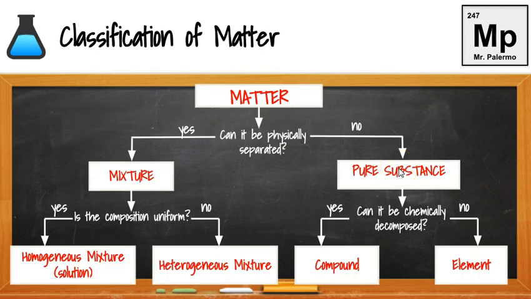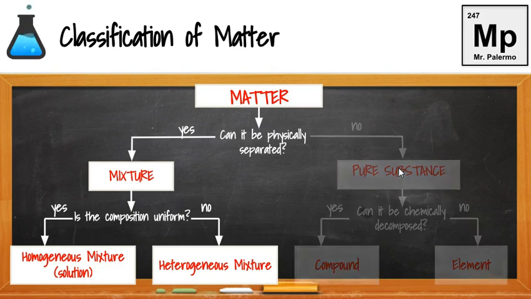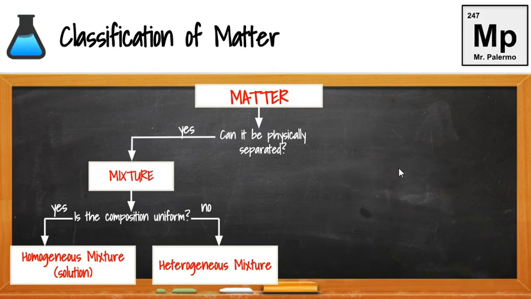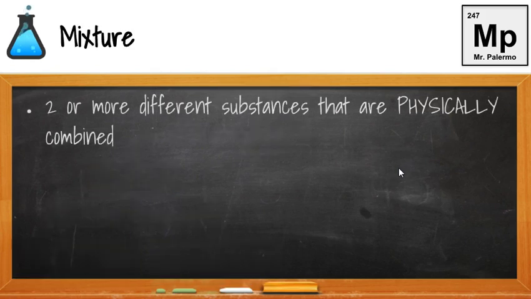Now let's go back to our classification of matter. We already covered the pure substances, the elements, and the compounds. So now we're going to focus on mixtures, things that can be physically separated. A mixture, unlike a compound, is two or more different substances that are physically combined, meaning they're not chemically connected. They're just in the same space at the same time. Like your groups in class are a mixture of people. You're not chemically connected. You're just in the same physical space at the same time.